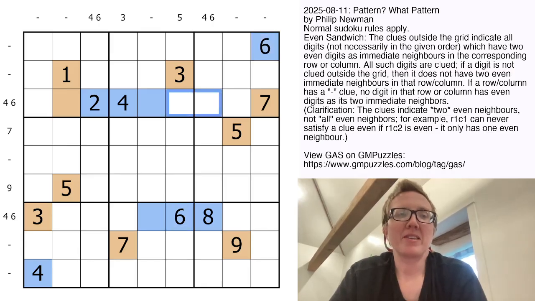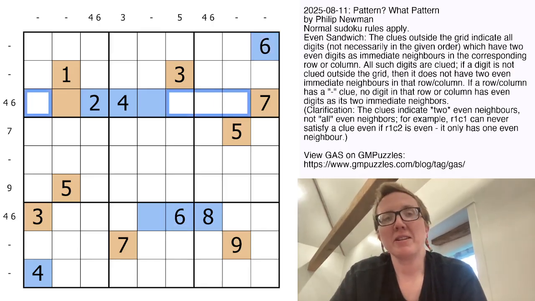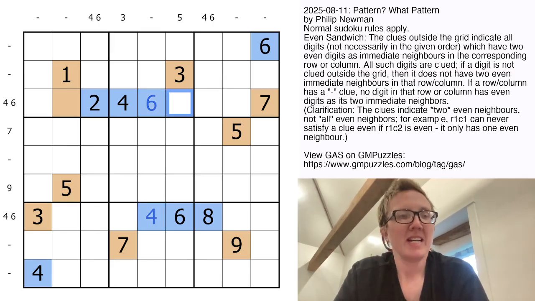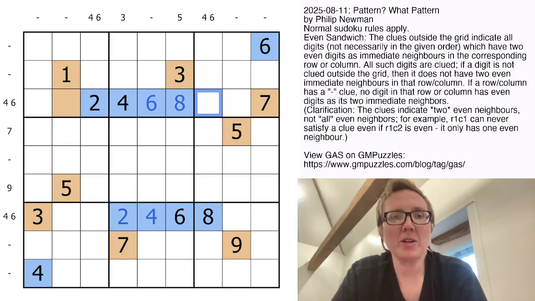You can also see this by looking at the 6s here and here. They rule 6 out of these cells, and also 6 can't go here because this cell doesn't have 2 even neighbors. So either way, this is going to be a 6, and by the same reasoning, this is going to be a 4. And to put the 6 between two evens, there's going to be an 8 there, and to put the 4 between two evens, there's going to be a 2 down there. So those are all of my evens in those 2 rows.